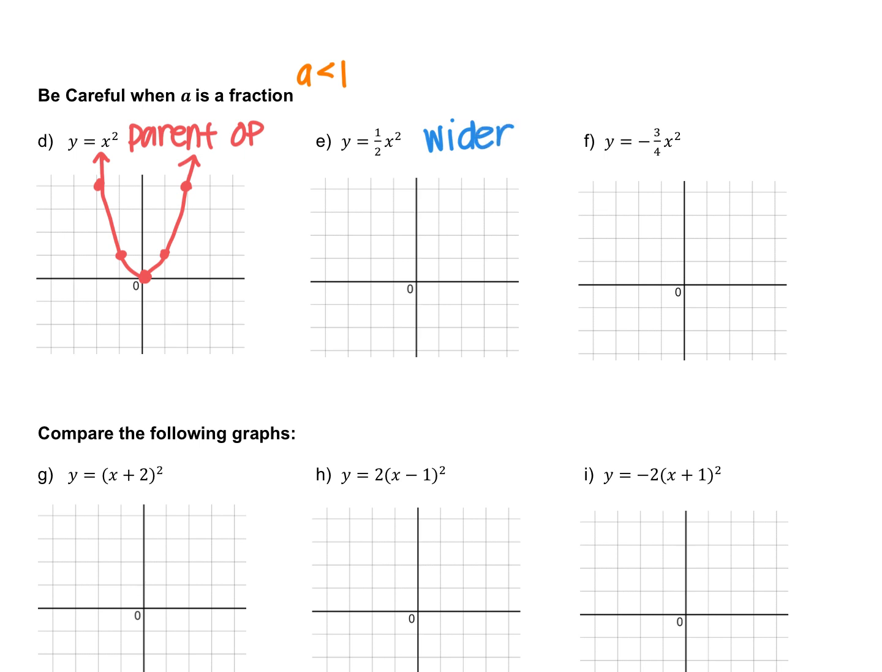We did not shift left or right, up or down, so our vertex is still going to be at 0, 0. Don't worry, we will get there. So I have X, Y, like this. You did it?